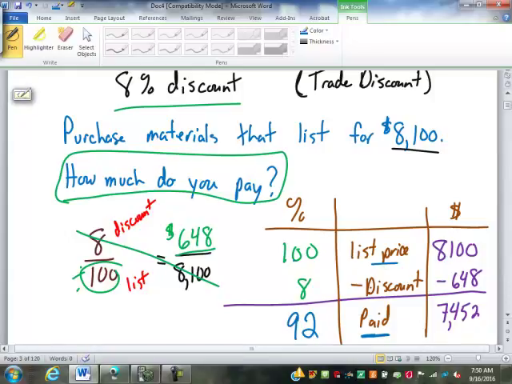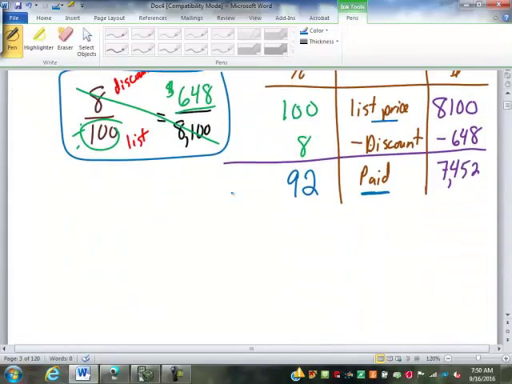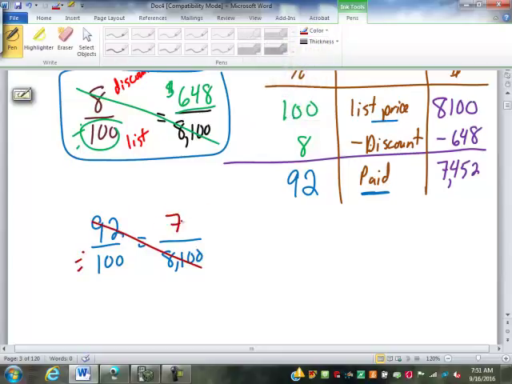So what that's saying is, rather than finding 8% and having to subtract it back out, what we could have done was just find 92% of our 8,100. We cross multiply and divide this, it's going to give us 7,452. It gives us the amount we paid without having to subtract it back out. Now, in a problem like this, it's not much difference in work to do it either way. But there are problems where you have to do it one way or another.